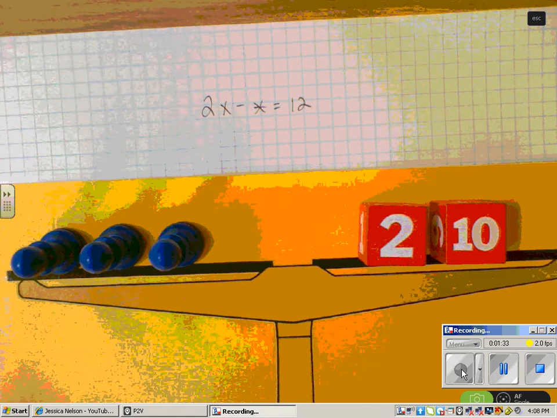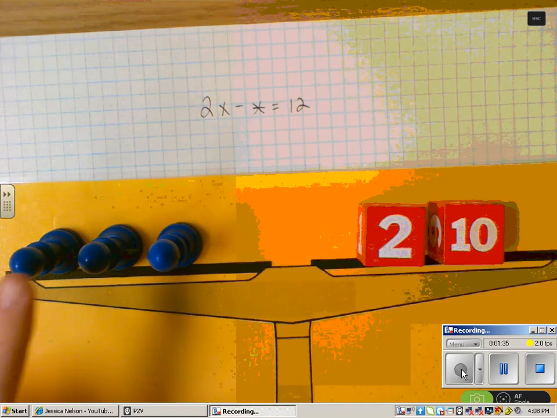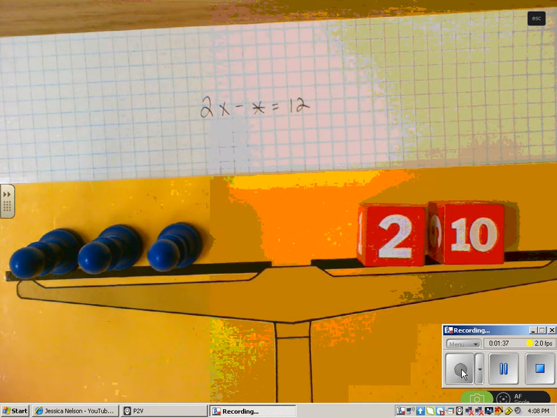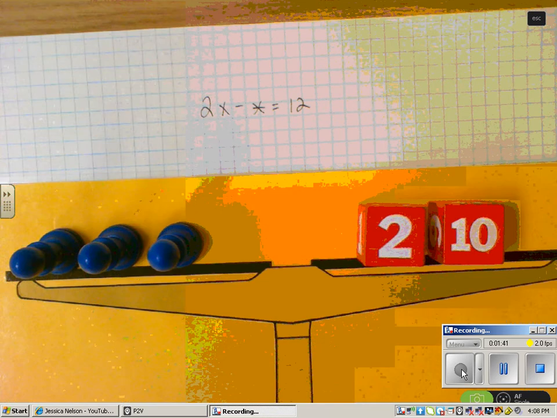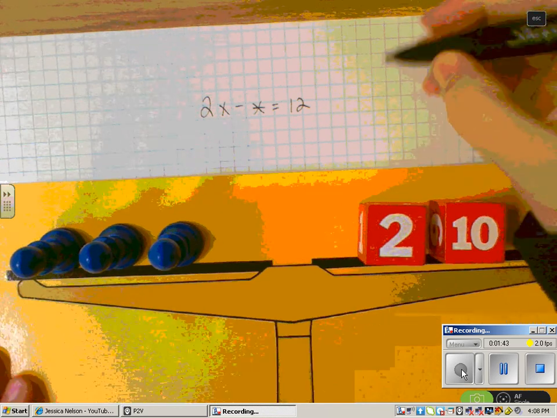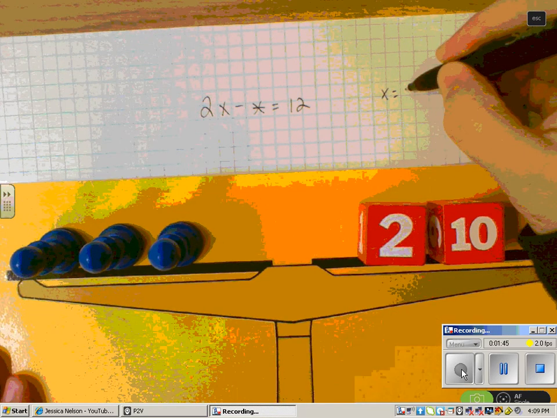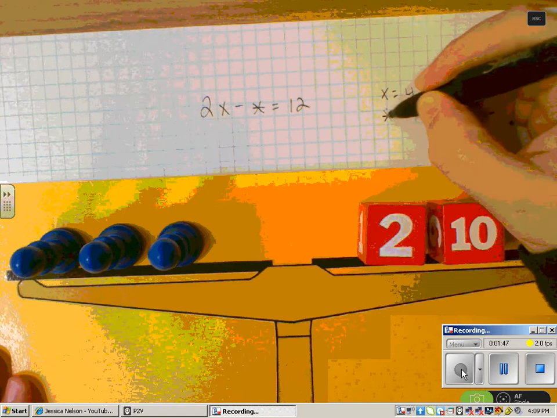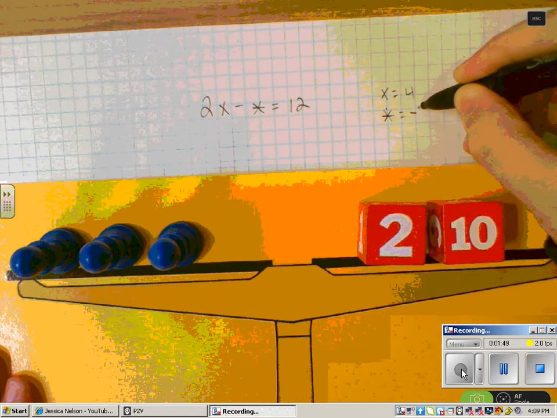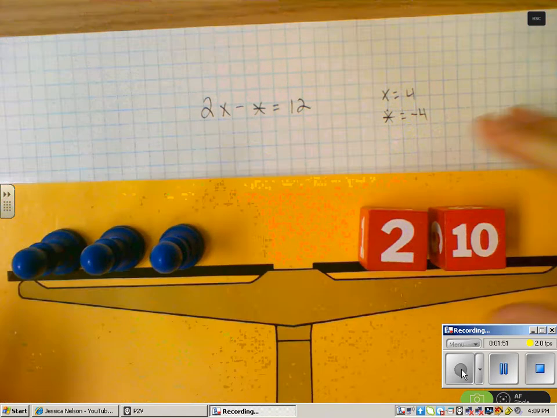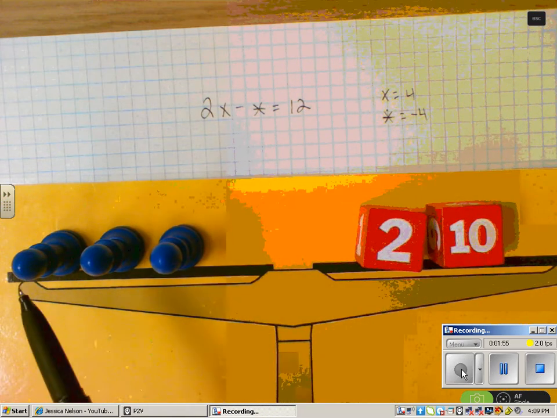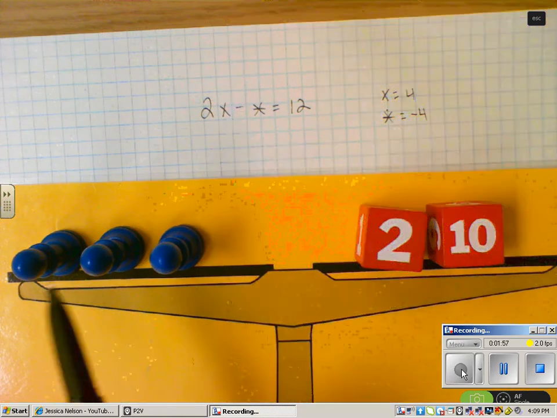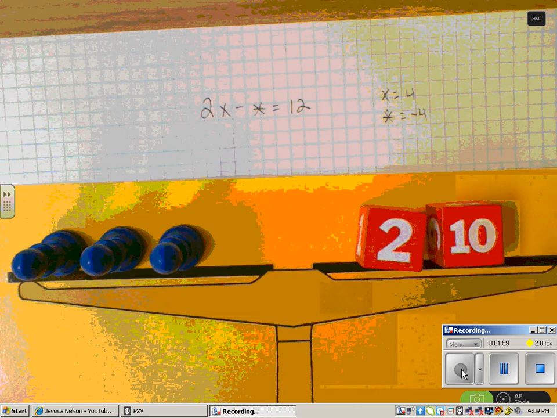Well, I know that 12 divided by 3 would be x equals 4. And I can check it by saying if x equals 4, then star must equal negative 4. And I'm going to plug those numbers in. I can plug it in by looking at this. Well, if x is 4, then 4 plus 4 plus 4 does equal 12.